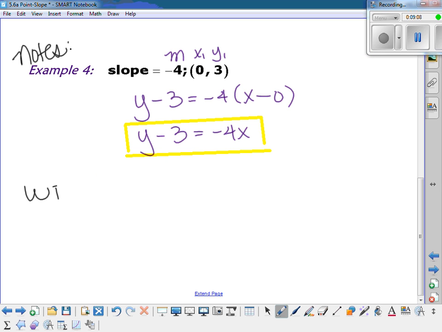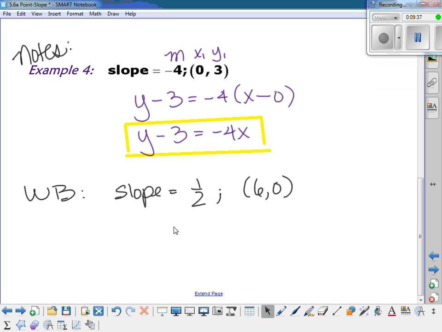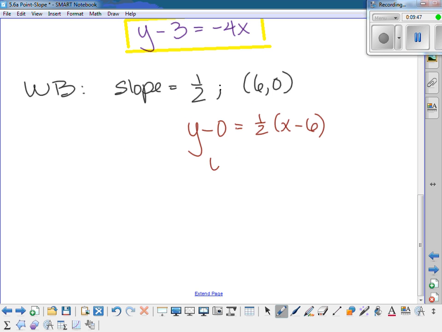So once you have that written down on your whiteboards, I want you to do the equation of a line with a slope of 1/2 going through the point 6, 0. Okay, so what I was looking for was y minus 0 equals 1/2 times x minus 6. And then since it's y minus 0, you can just write y equals 1/2 times the quantity x minus 6.